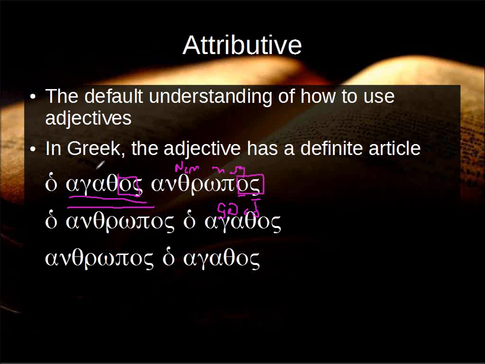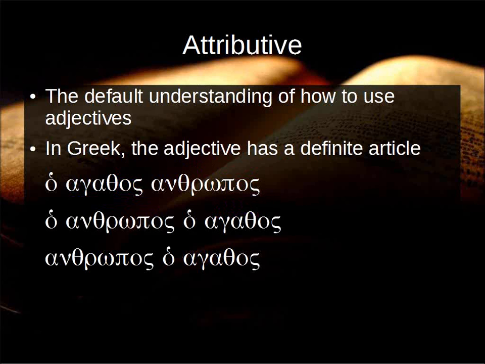So that's the rarest example of it. You'll see the first two most often, but the moral of the story for this example is that the adjective will have a definite article. And once the adjective has a definite article, that lets you know that it's going to be used attributively. So like the good man or the beautiful woman or the evil book. So that's how we use attributive. Okay? Questions?